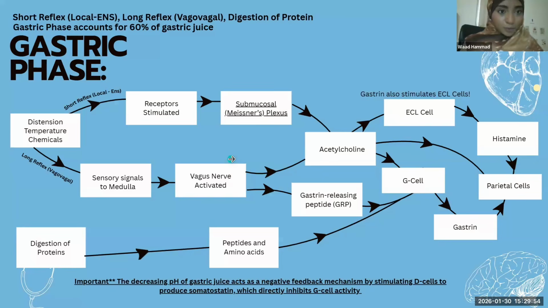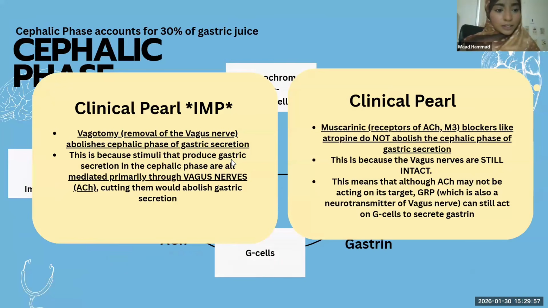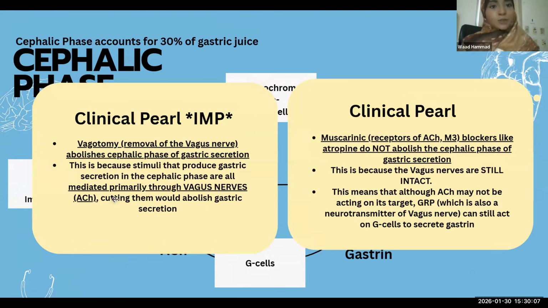Now I'm just going to go back really quickly because someone asked about the first clinical, so I will do that right now. The first clinical talks about a vagotomy. And what a vagotomy is, is removal of the vagus nerve, okay? So there's no more vagus nerve at all whatsoever.